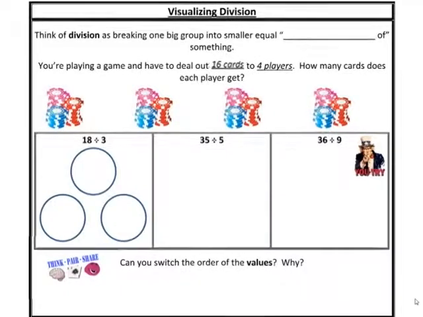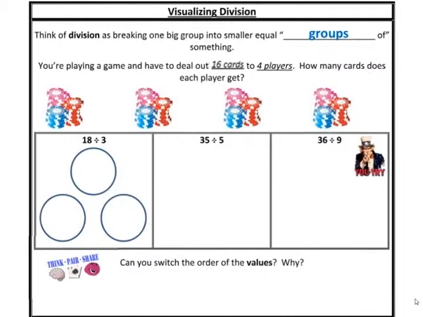To visualize division, we think of division as breaking one big group into smaller equal groups of something. That word groups comes back with multiplication and division. They're very much related, and we'll talk about that in future lessons.